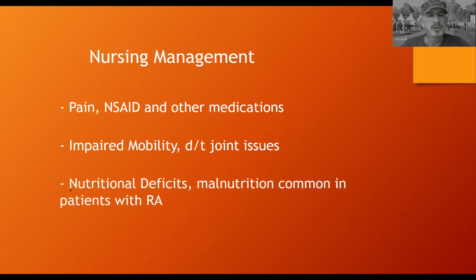And nutritional deficits, just because of the pain and such, individuals with RA have a tendency to get a little malnourished. If they have someone fixing meals for them, it's not as bad, but still just picking the spoon up to put the food in your mouth gets to be tiring and they can suffer malnutrition. So their caregiver has to really pay attention to that.